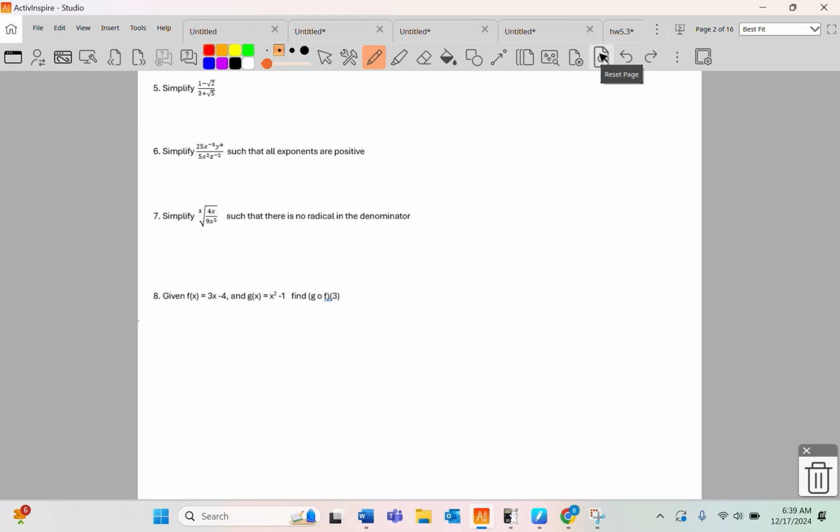All right, simplify this guy such that all exponents are positive. You're going to use your whole idea of x to the negative n is 1 over x to the n, or 1 over x to the negative n is x to the n. You're going to shift things around. And it's not a hard rule, you just don't want to use it.